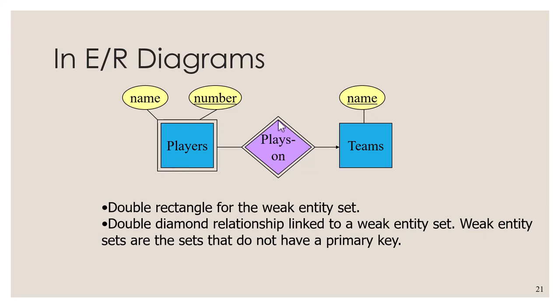Okay, so a double diamond relationship is linked to a weak entity set. If you have a weak entity set, meaning there are no attributes strong enough to be a primary key, we indicate that using a double rectangle. And if a relationship is connected to a weak entity, it also shows a double diamond. Okay, so here the player's primary key would be the number along with the team's name.